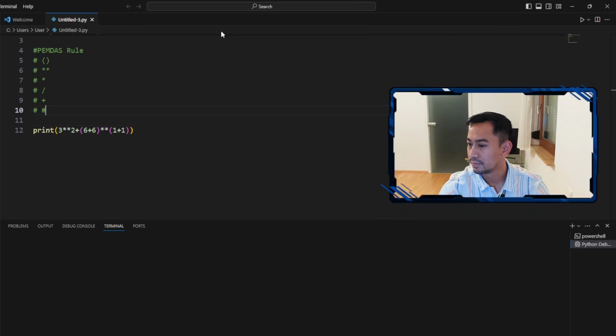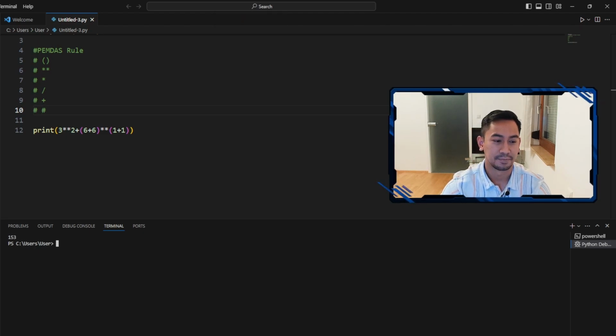Let's do that. See, right? So this is the idea. That's basically the operator precedence rule. Just remember that if you're talking about how Python works, focus on the PEMDAS rule: parentheses, exponentiation, multiplication, division, addition, and subtraction.